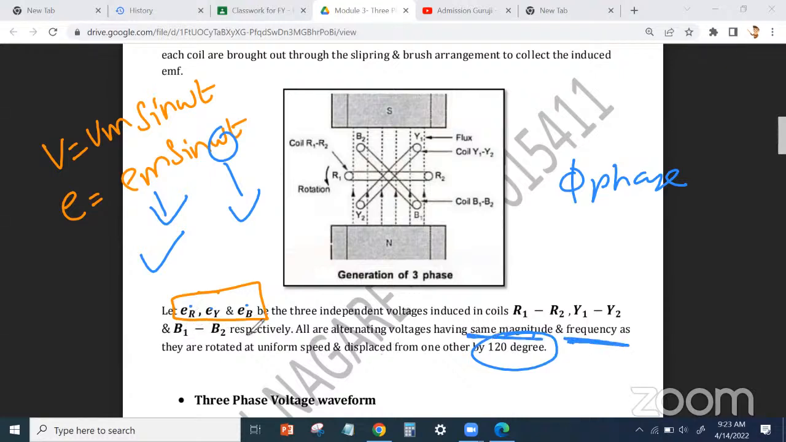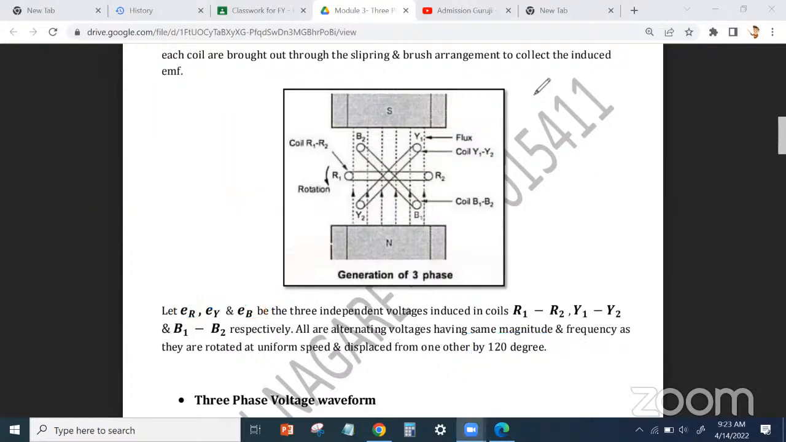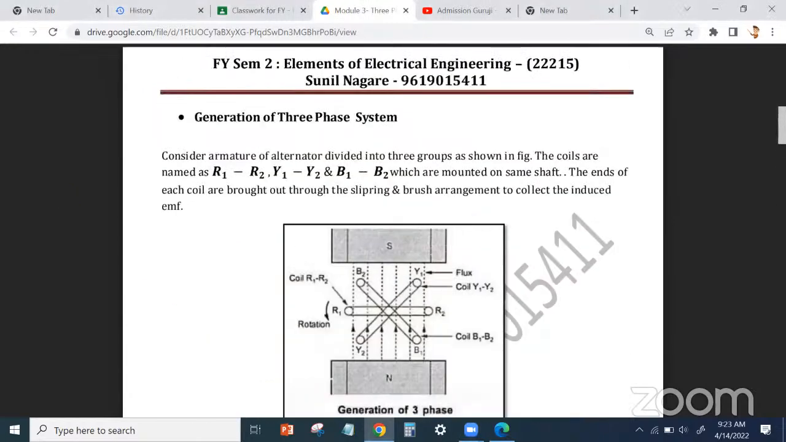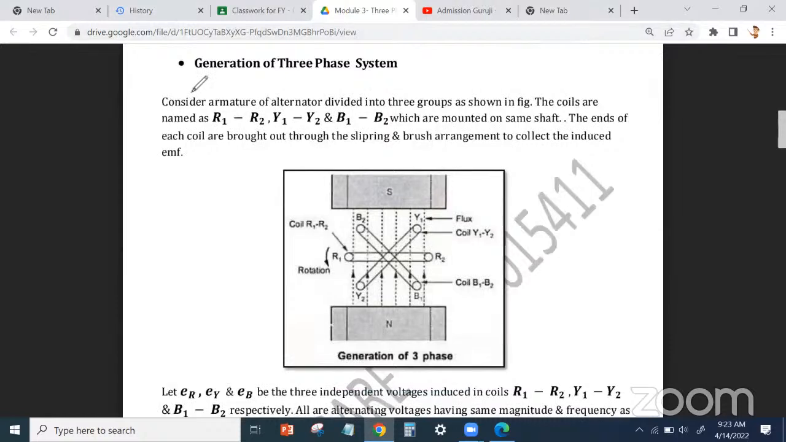यहाँ पे जो कुछ भी EMF generate हुआ, for all three EMFs, magnitude and frequency are the same. But which one is different? That is the phase. कितने से different होगा? 120. ठीक है? तो in the exam, if they ask you what is the generation of three-phase supply, तो सबसे पहले point क्या लिखना आपको? This one. This is very important.